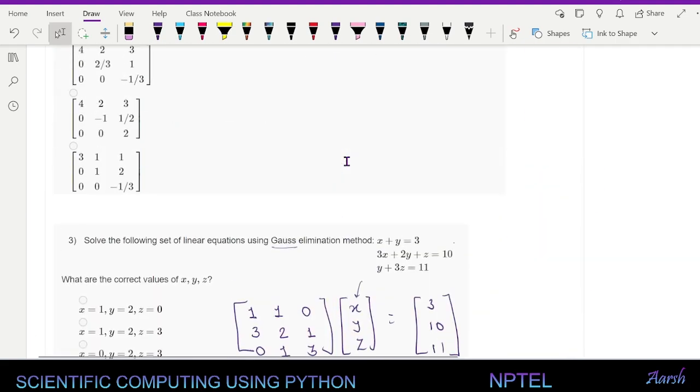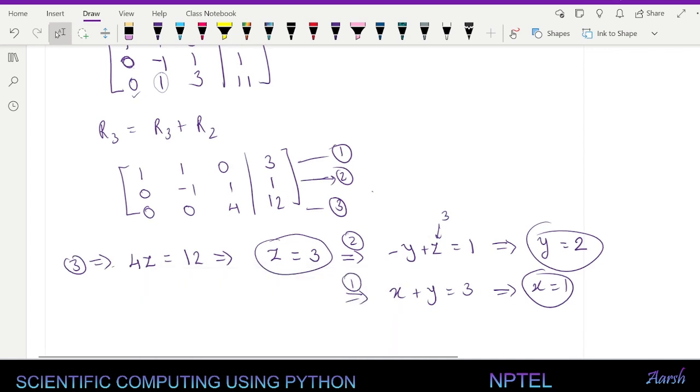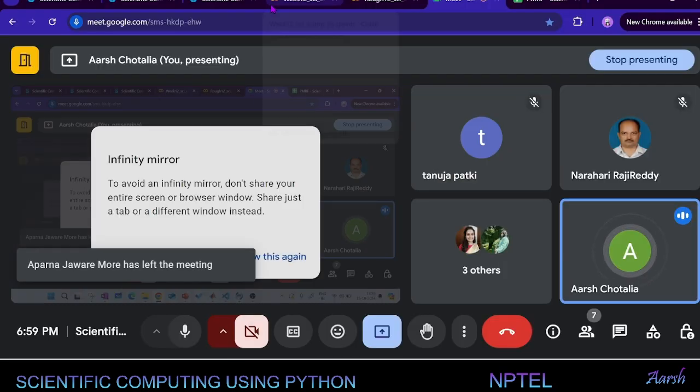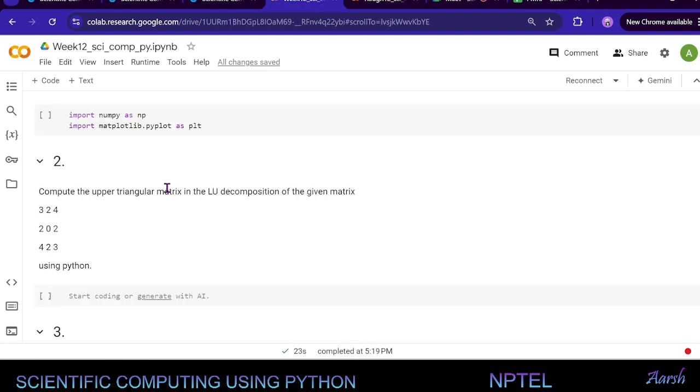Okay. So any questions on these two that we did? It's clear, right? Pretty easy. So let's jump to the coding section. Yeah. So the first one is, just a second.